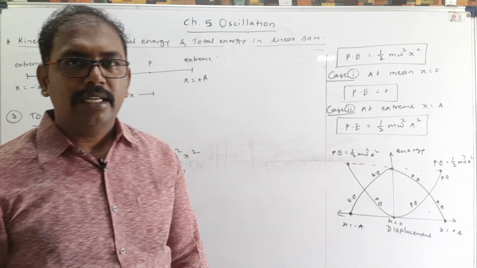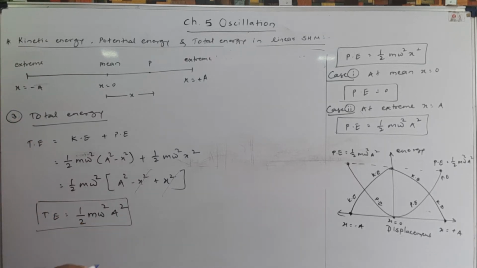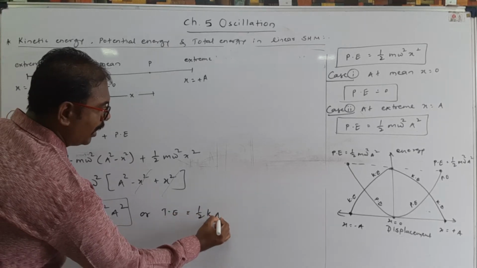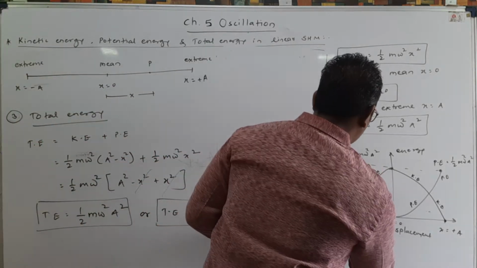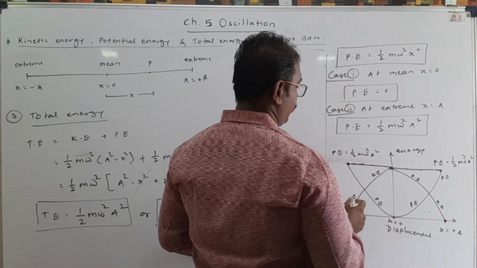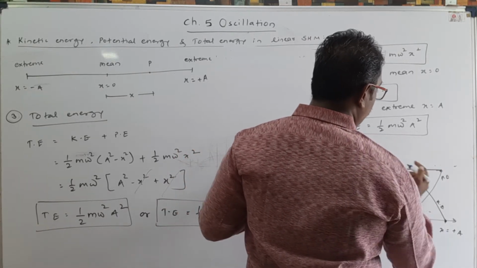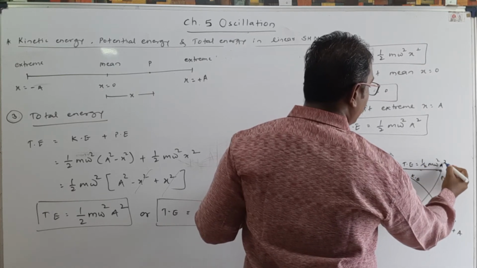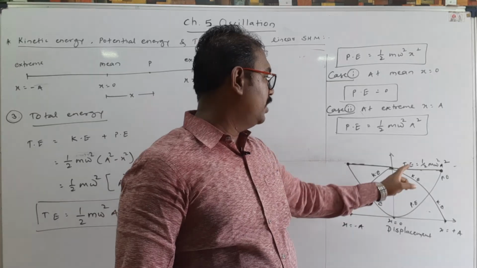Okay. Now after that, what about total energy? Total energy is 1/2 m ω² a² everywhere, or in terms of K, if you want to write it, you can write it 1/2 K a². So this is a total energy. Now it is constant, total energy is constant. So this is a total energy graph, which is equal to 1/2 m ω² a². Kinetic energy, potential energy, total energy.